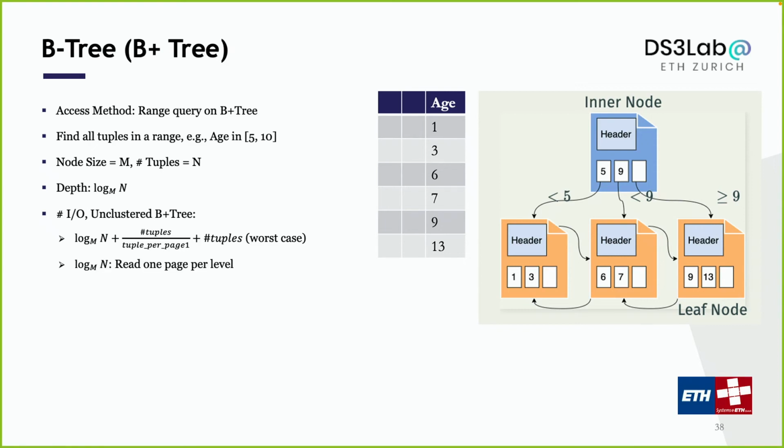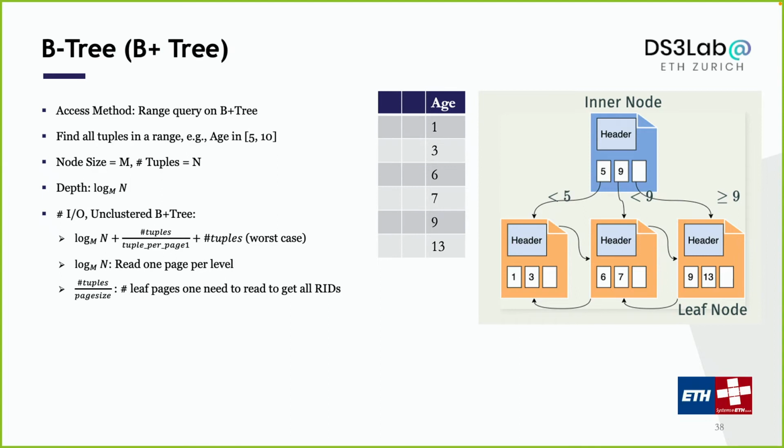So the first term, log_m n, is to find the leaf node of the lower bound. The second term is the number of tuples over tuples per page: how many tuples you are going to have in this range, over how many tuple pointers you can store inside each leaf node. So the second term is the number of leaf node pages you are going to scan and fetch.